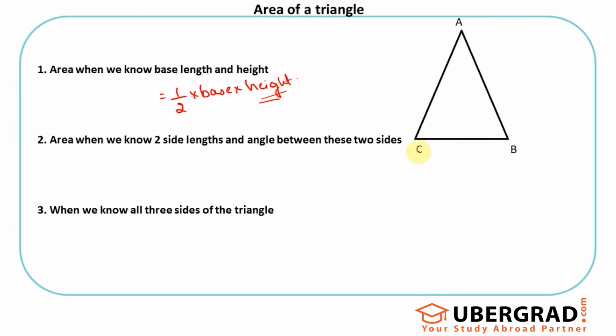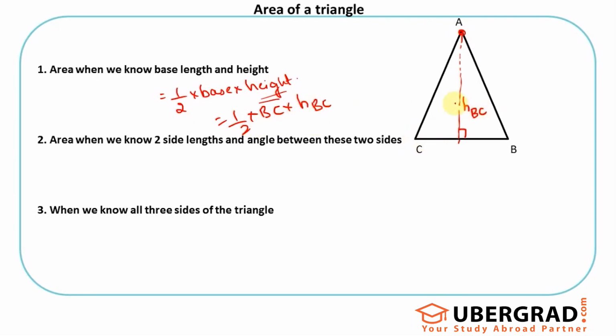If I have to use BC as the base, the logic is, what is the third vertex? That's A. I need to have a perpendicular line drawn to BC and I need to know the height, right? So the formula is half into the base BC into height to that base BC from the third vertex. Let me call it HBC. That will be the formula.